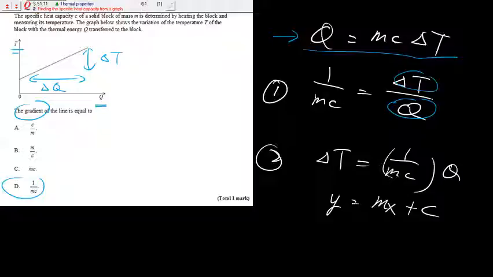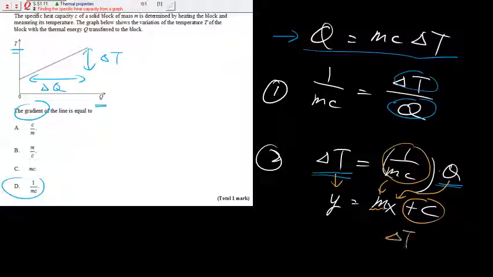Or another way, if you prefer the maths way, you may want to put the delta T here, and you put 1 over mc on the other side together with the Q, and therefore you can compare this with the normal straight line, which is y equals mx plus c. So here Q will be the x and y will be the delta T, and therefore this one will be the gradient m. And the plus c is basically because of the delta T, which means the temperature you start with.